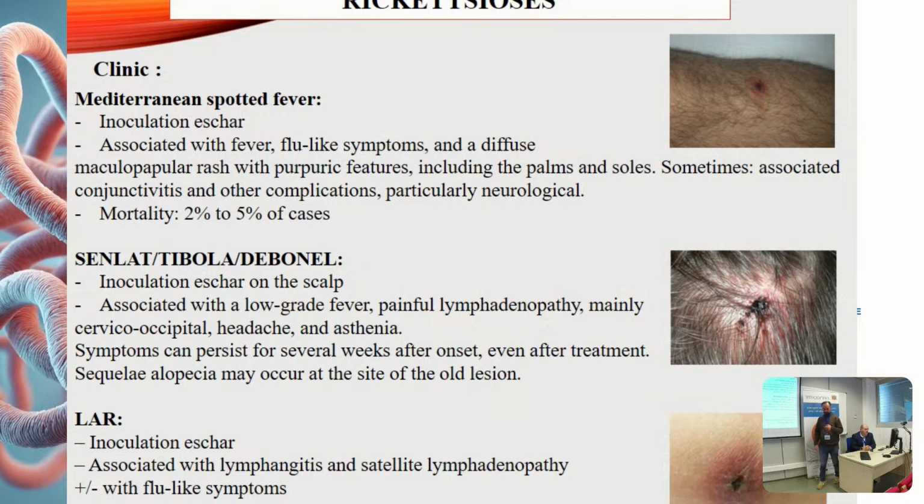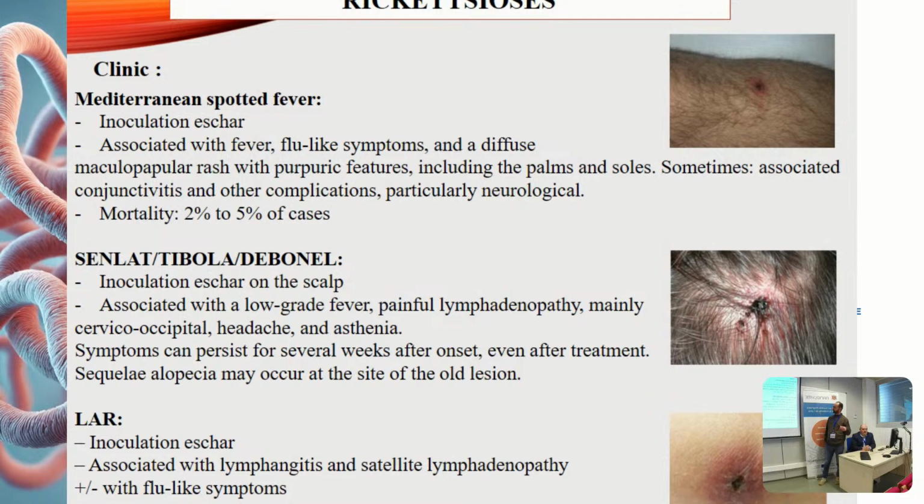There are 3 well-defined syndromes. Mediterranean spotted fever has a scar of inoculation, and afterward there is a rash, perhaps purpuric features, and with antibiotics, the resolution is usually very good. There is also this syndrome which has 3 names, as you can see, and the particularity is the scar in the scalp.